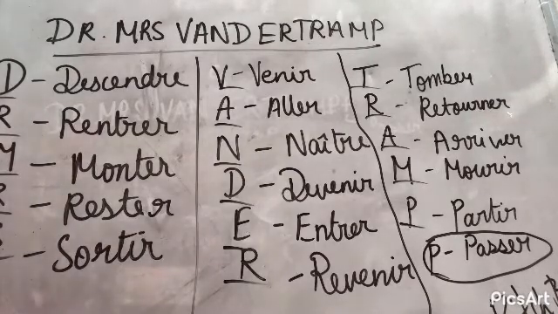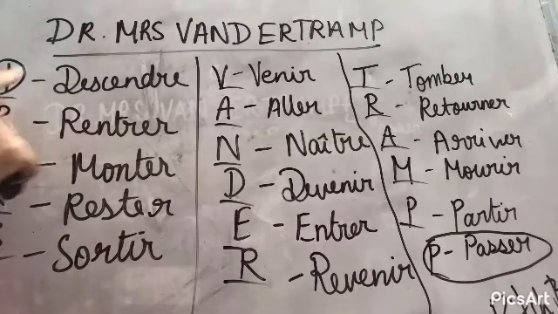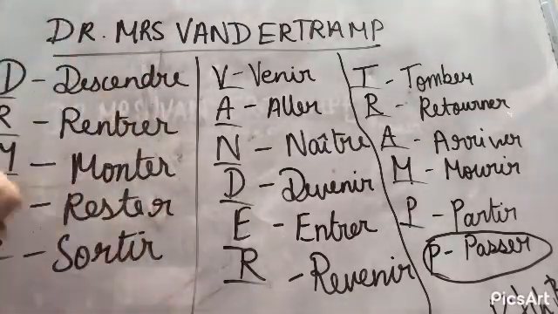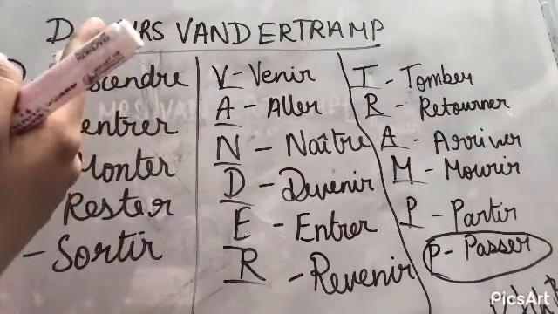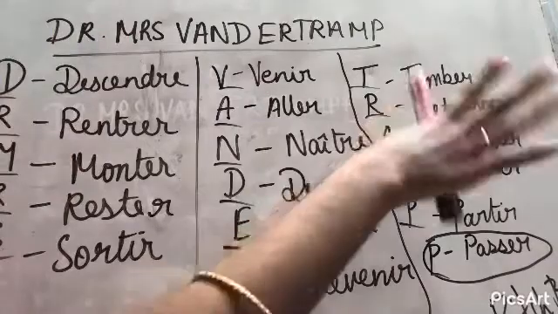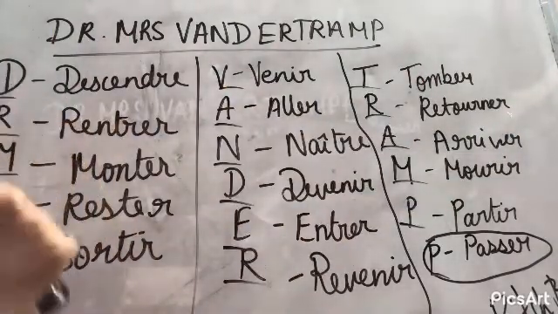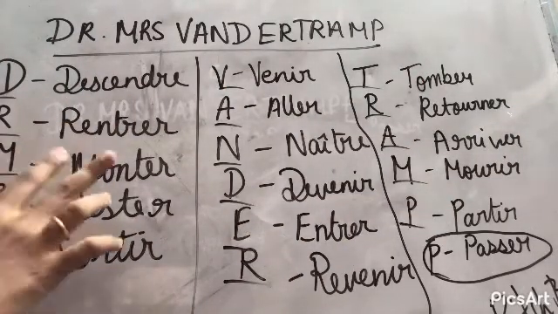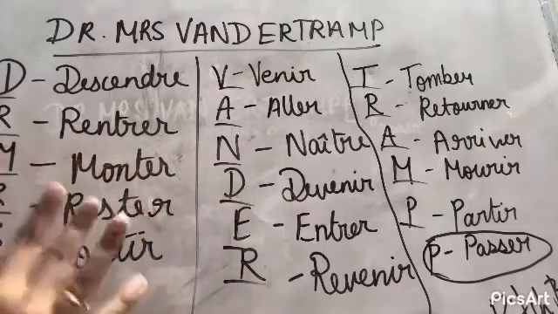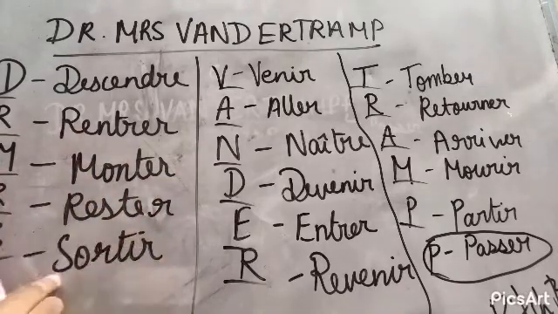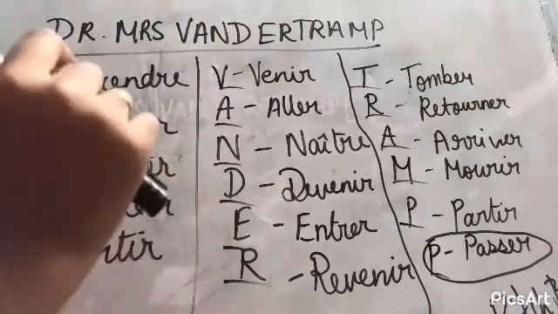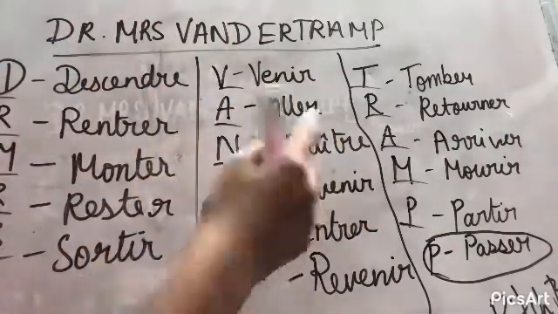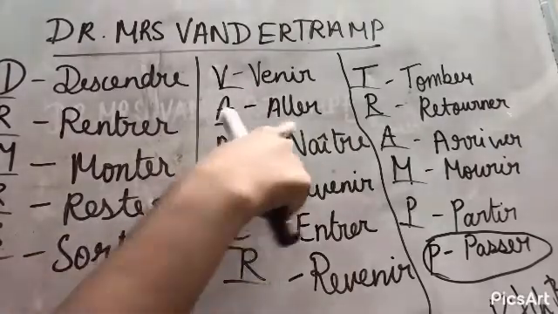Anyways, okay, now I'll just tell you the meanings of the verbs quickly. So D, descendre means to descend. Rentrer means to, not to return. Return means retourner. Rentrer means to come back, okay? Monter means to climb. Rester means to stay. Sortir means to go out. Venir means to come. Aller means to go. This is to go out. This is just to go.